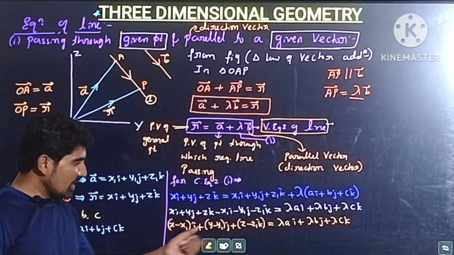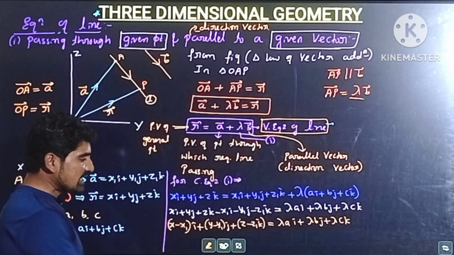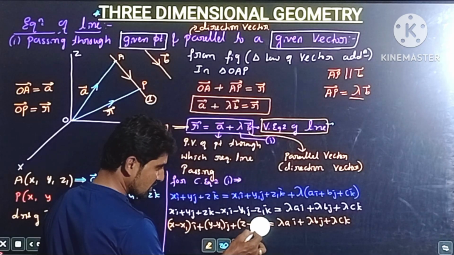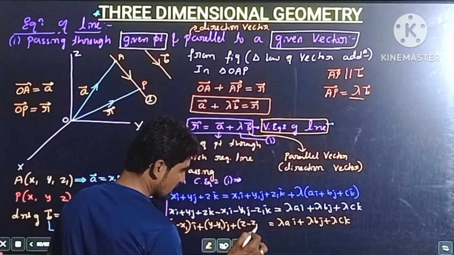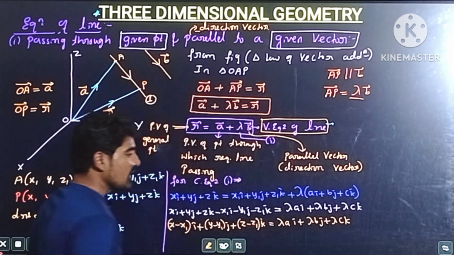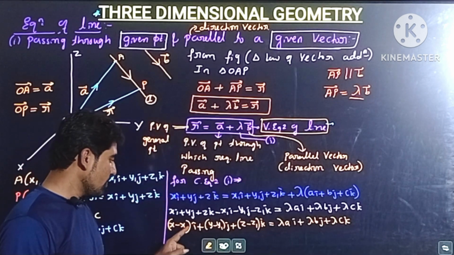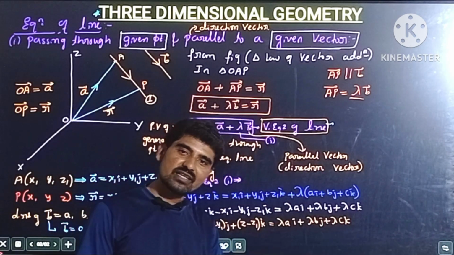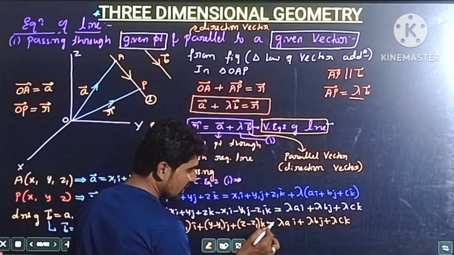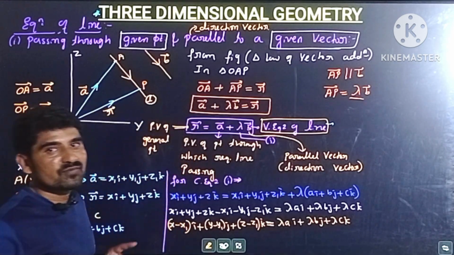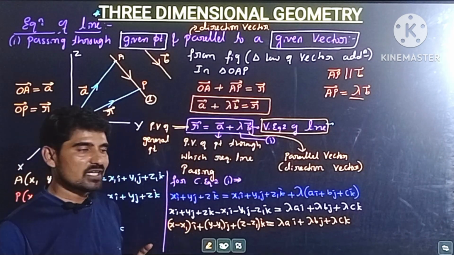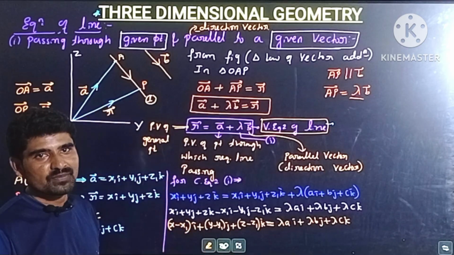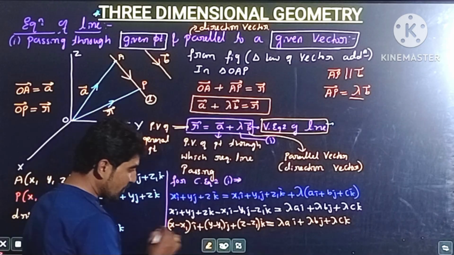Now see here, on the left side we have a vector of the form (z minus z1) times k. So on the left side we have a vector in ijk form, and on the right side also we have a vector in ijk form, and both the vectors are related by the equality sign. It means from the definition of equality of two vectors, the corresponding coefficients of i, j and k are also equal. By comparing these two vectors, we got what?